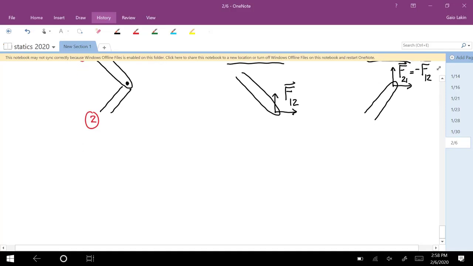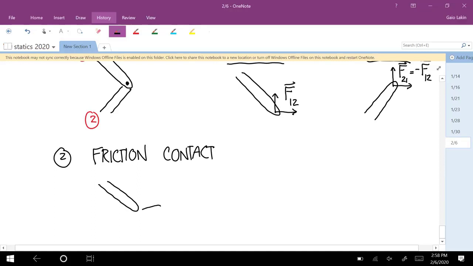And then the second joint in this category is a friction contact. We already talked about these with particle statics. This would be drawn the same way that a frictionless contact would. So the problem just has to tell you that there's friction or tell you that there's not friction.